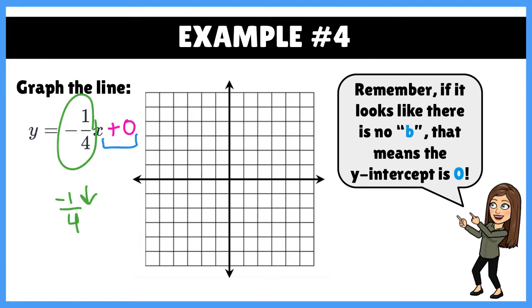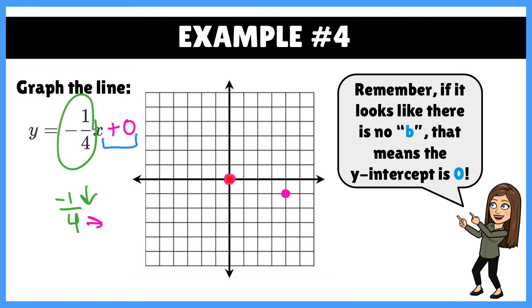So again, we're going to go down because the slope is negative, and we're going to start at 0. So I'm going to put a dot at the origin, and then I'm going to go down 1 and over 4 to the right. So down 1, over 4. Here's my next dot. You could even go the other way.